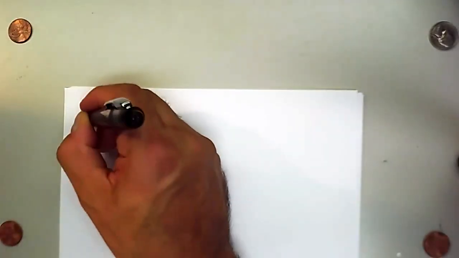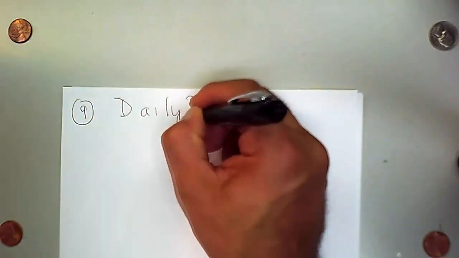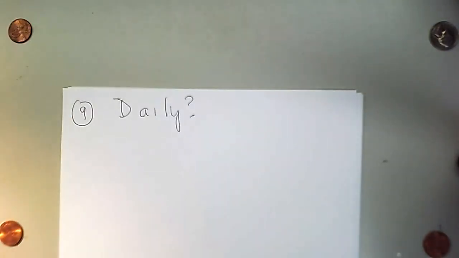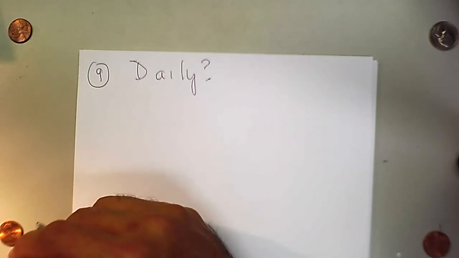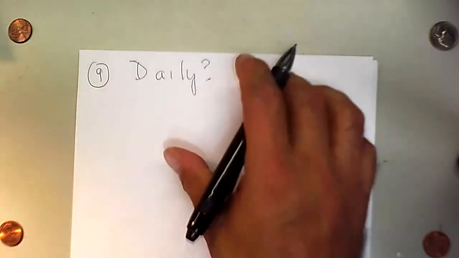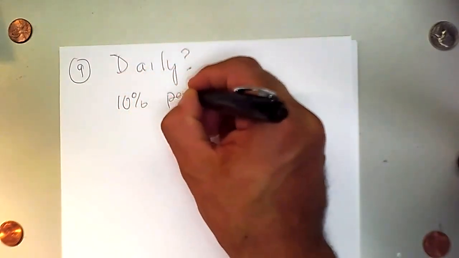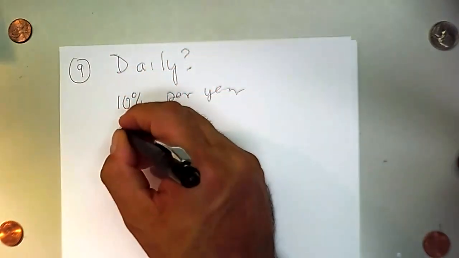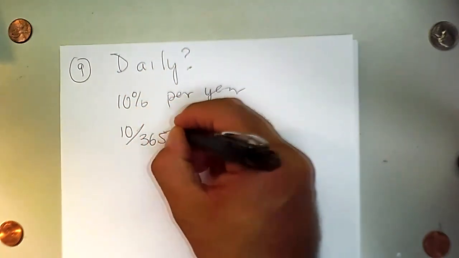What about daily? Daily. If we were to do the same thing, but daily, now that brings up a complication. We have to figure out the percentage per day. So remember, it was 10%, but that is per year. So then we divide 10 by 365.